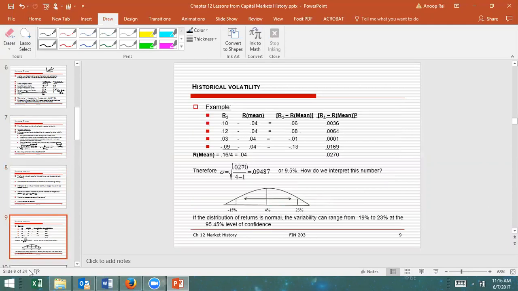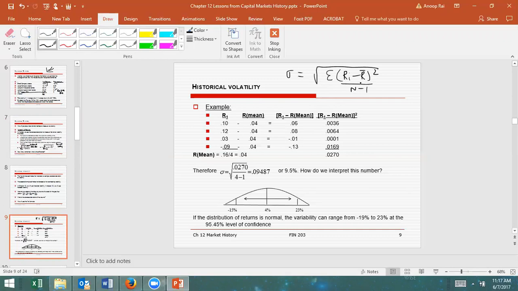So let's go and break down this formula now. So the formula says that it's equal to sigma Ri minus R bar squared over n-1. So let's start with the first one. On this, I have Ri. It's our stock returns with 10, 12, 3, and -9.